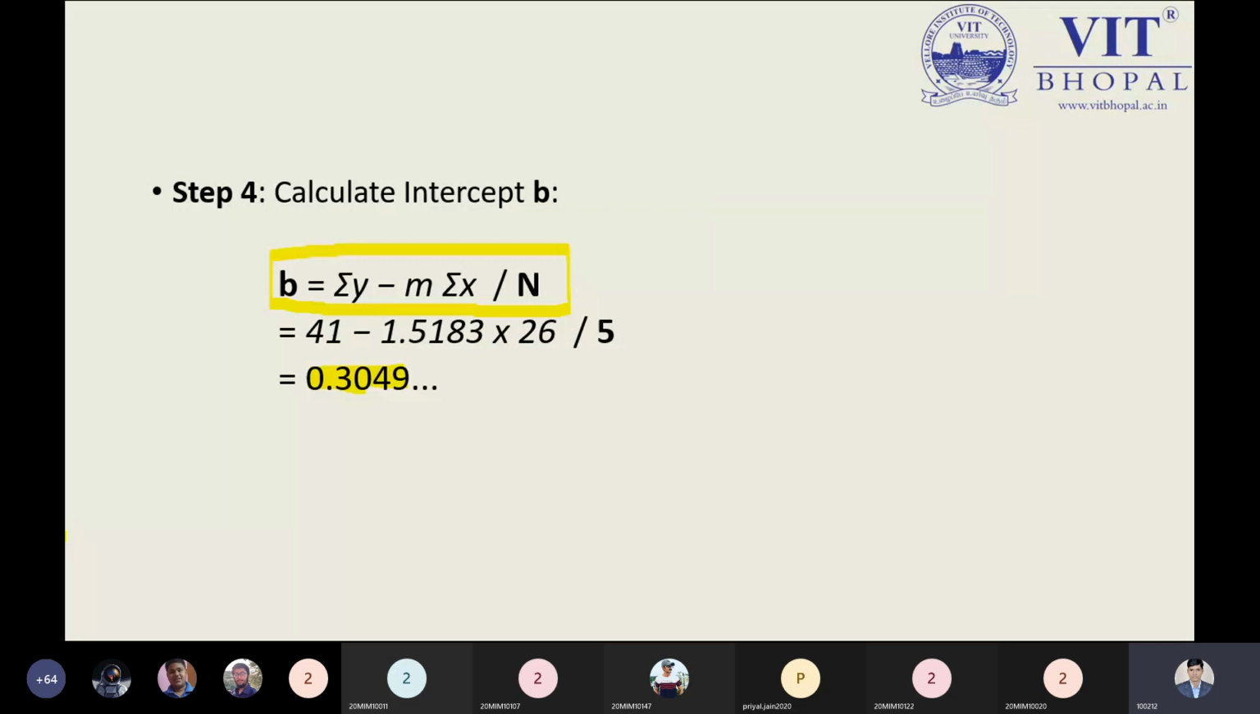I am speaking once again to all the students, please keep in mind this value, and this is the most important point. So after calculating the interception point, we are getting 0.3049.